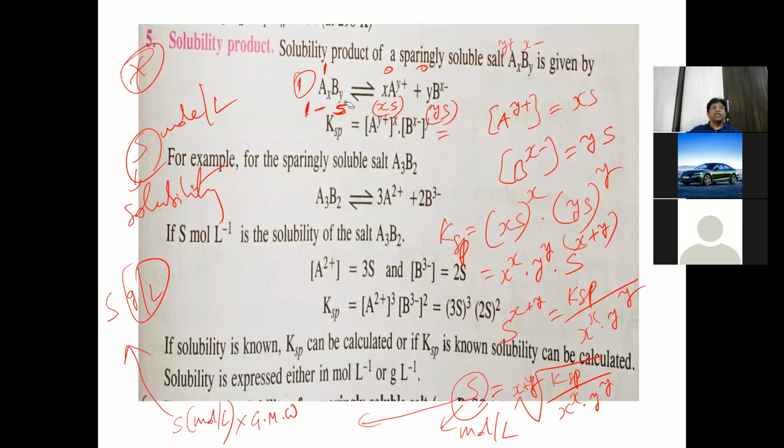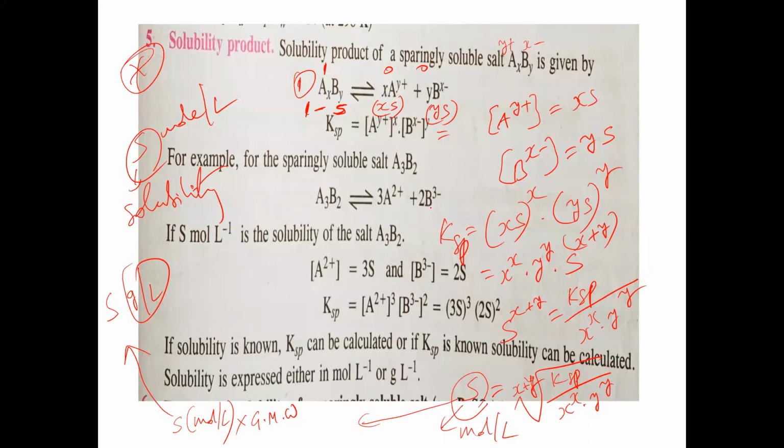Sometimes we need to calculate Ksp by knowing the S value. Sometimes the S value will be given, and then we can calculate Ksp. So this way we have to apply the solubility product concept. Next, for example, for the sparingly soluble salt A3B2, 3 cations and 2 anions will be produced. So 1 mole of A3B2 will dissociate into 3 moles of cations plus 2 moles of anions.